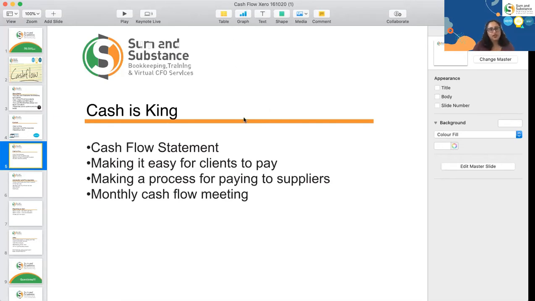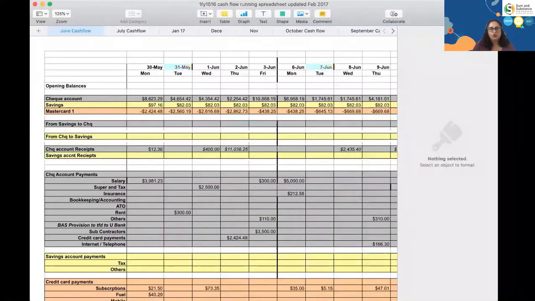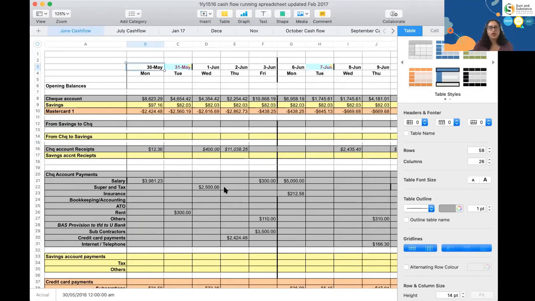The other important thing is having that monthly cash flow meeting. I'm just going to show you a template that we use for our clients, and I'm happy to talk about it. I'll be going into detail on that one as well. Okay, so this is a really, really old one. What we do is something easy for you guys to replicate as well, so feel free to use it. There's no problem on that.